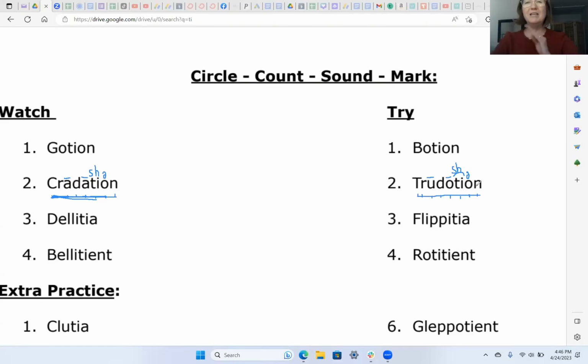Make sure you look at each sound as you pronounce it. Make sure that your eye and your mouth are following along in a line so that your brain connects the letter that you're looking at with the sound that you're saying. So don't go ahead with your eyes while your voice is still over here. Make sure you keep everything lined up. Trudoshan.